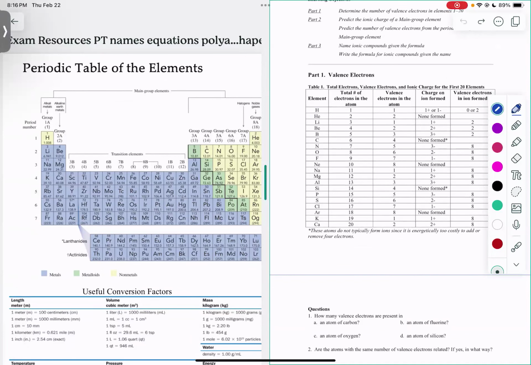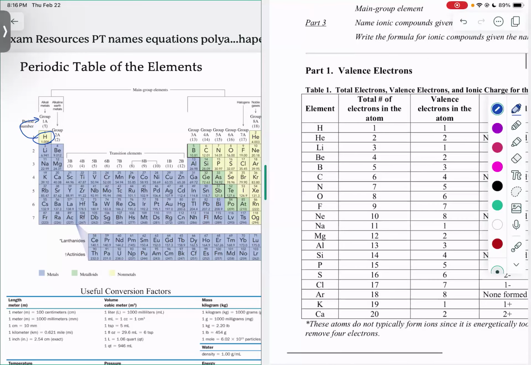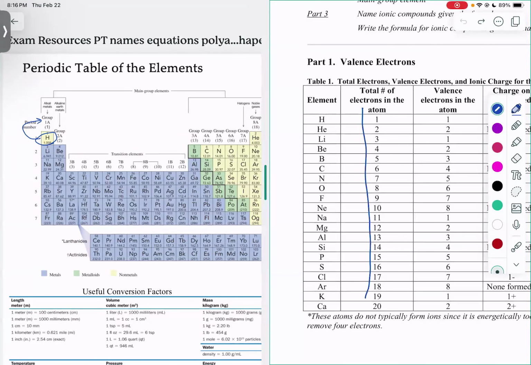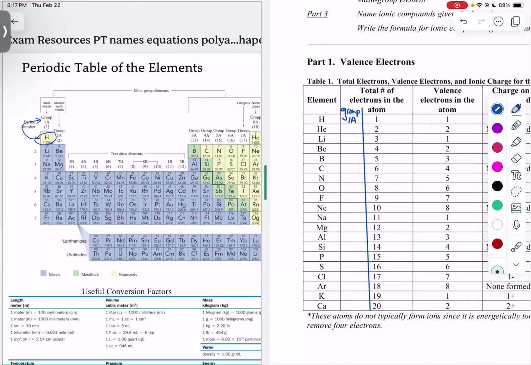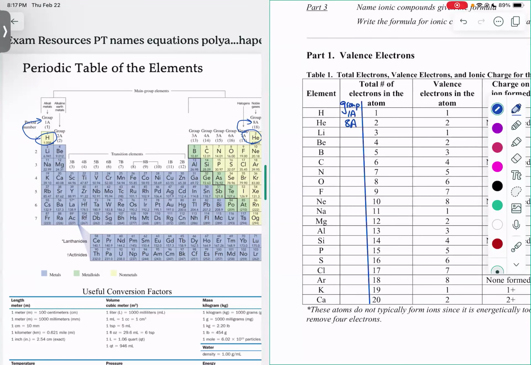If I come to the periodic table and I see hydrogen, what group is hydrogen in? Hydrogen is in group 1A. So on your table, make a new little column, and we're going to make that the group. Hydrogen is in 1A. What is helium in? We find helium on the periodic table. It's in group 8A. We're going to keep going down and doing this. So pause it here and fill that out for all of them. I'm going to do it as well.